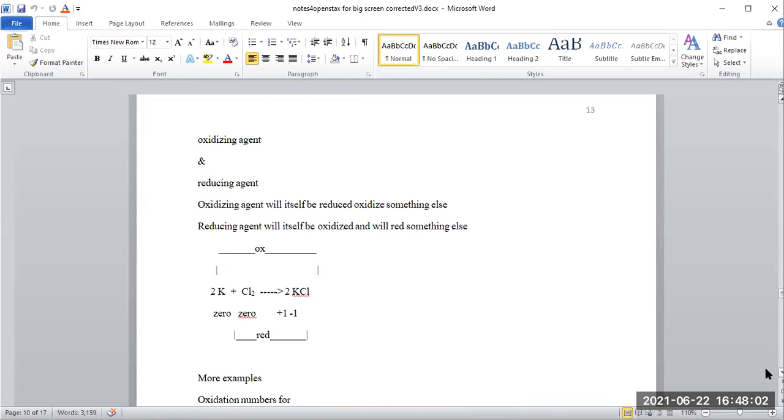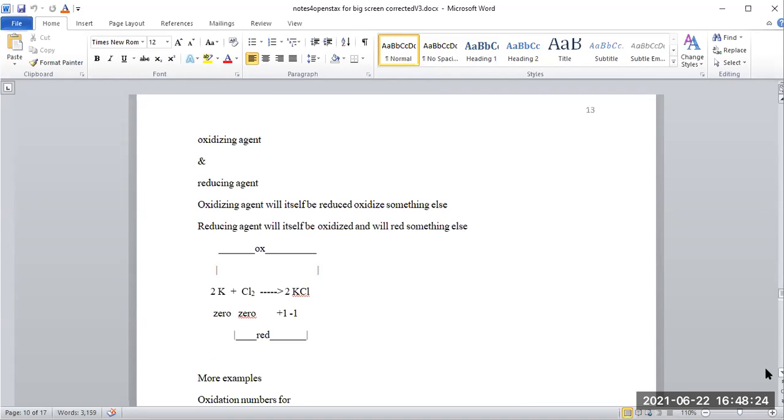A reducing agent, because these are also paired, will get oxidized and it will reduce something else. So the agent is what they do to another element.